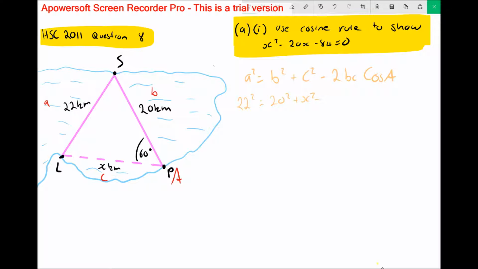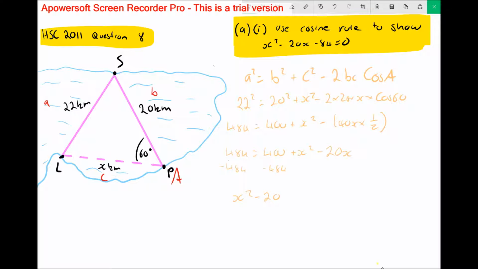the diagram. So we're putting those values in a, b, c, and cos A, with A being 60 degrees from the diagram. Then we're going to manipulate that algebraically until we get the equation given in the question. Because this is a show that question, we already essentially have the answer. We just need to know how to get it there. So as you can see, we're just manipulating it algebraically to get the desired answer of x squared minus 20x minus 84 equals 0.